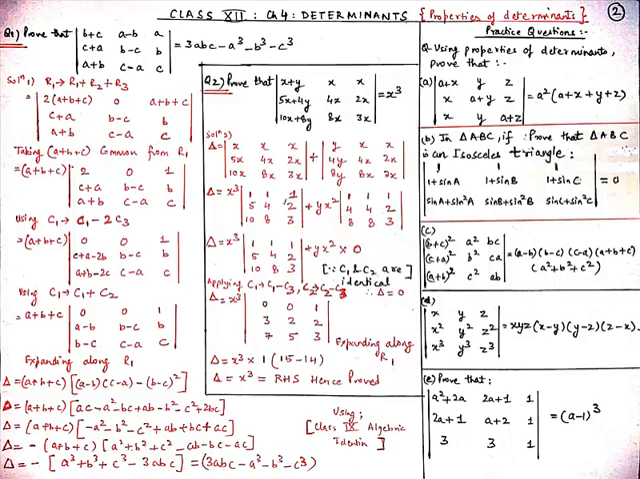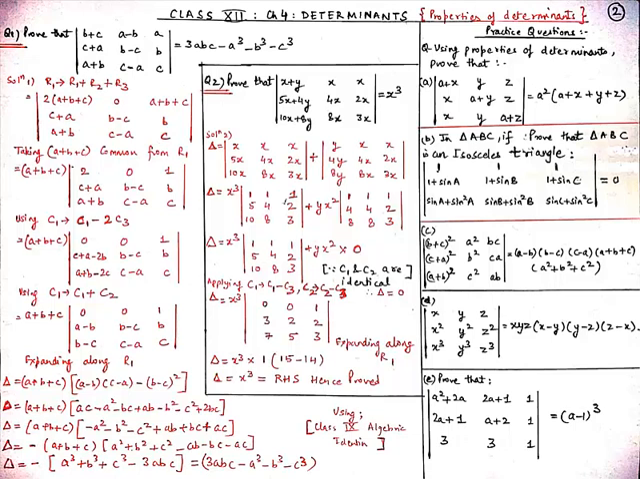And the elements of C1 will become 0 plus 0, so 0, and then c plus a minus 2b plus b minus c. So from here c and minus c will get cancelled out and we get a minus b. And the third element of column C1 will become a plus b minus 2c plus c minus a. So from here a and minus a will get cancelled out and we get b minus c.